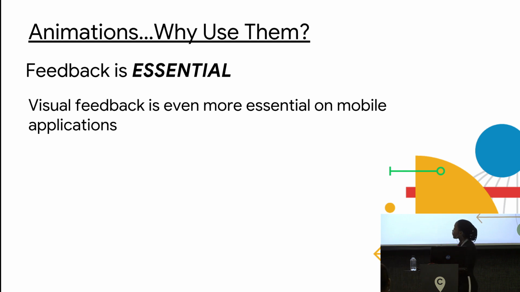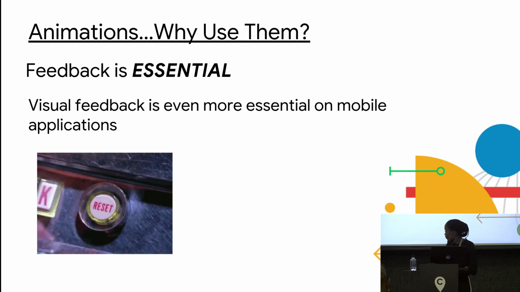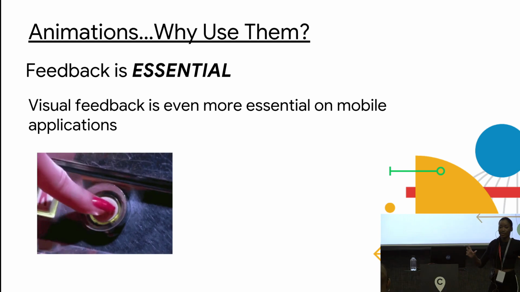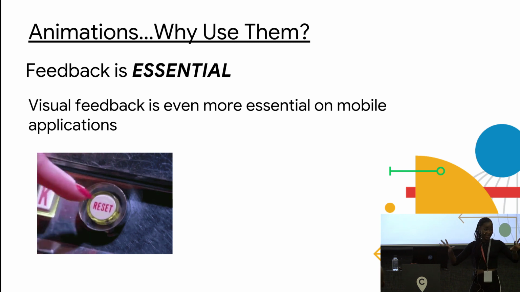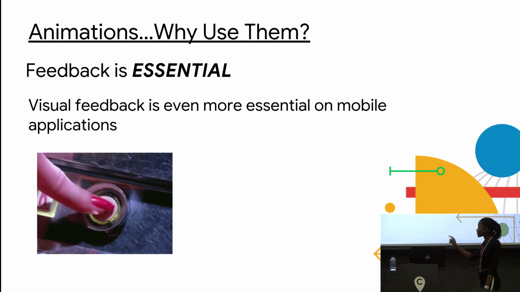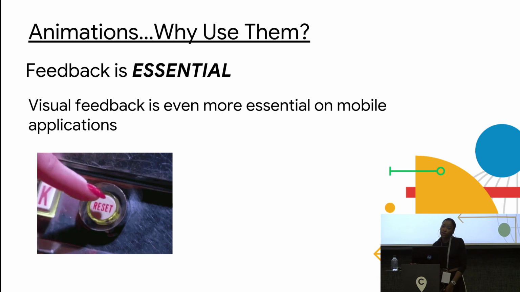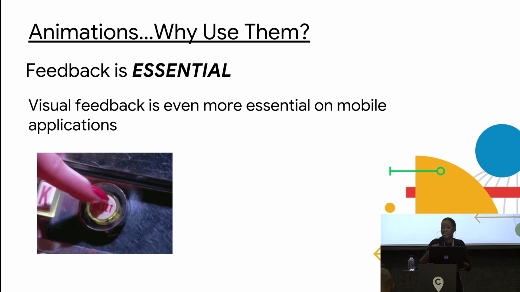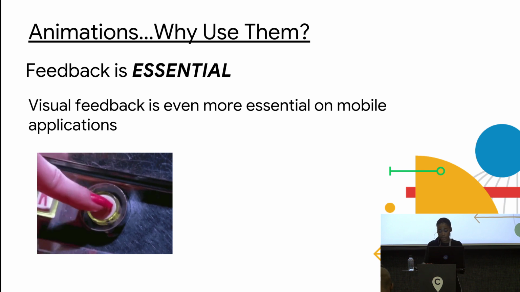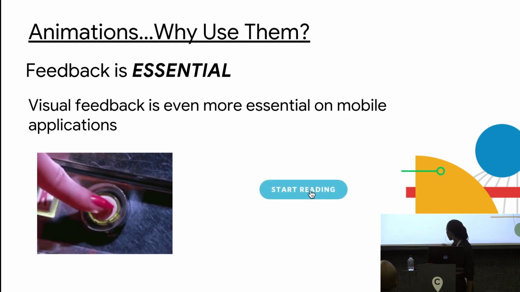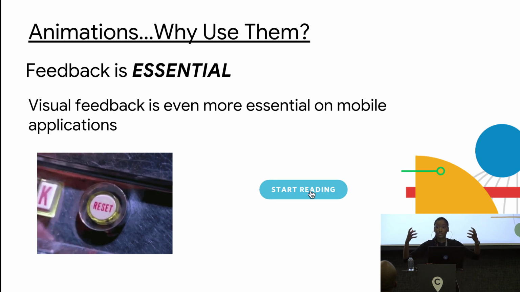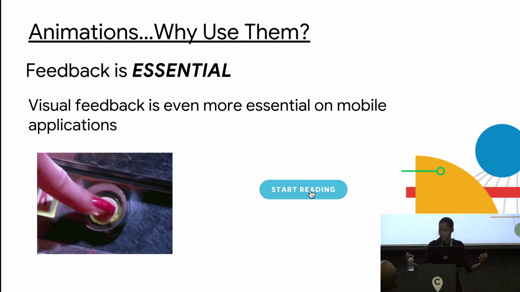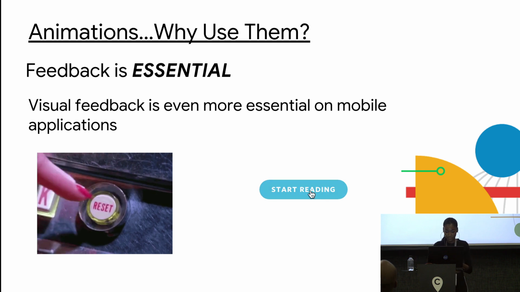As I said, feedback is essential. Visual feedback is even more essential on mobile applications. So if you have a GIF, is it GIF or GIF? Okay, I'm going to call it a GIF. As you can see, we have a user pressing a button. We need to try to mimic that on our mobile applications as much as possible, because it's what the user is naturally used to. So what Material has is, when you click on a button, it has that ripple effect to show that you are actually pressing the button. There's feedback from pressing the button.